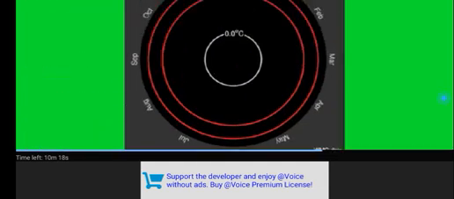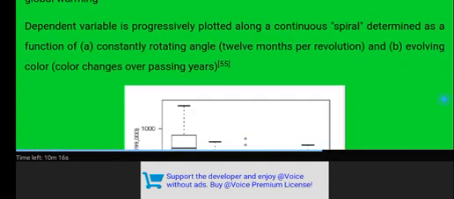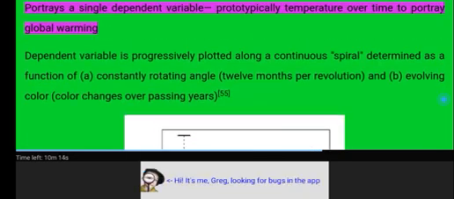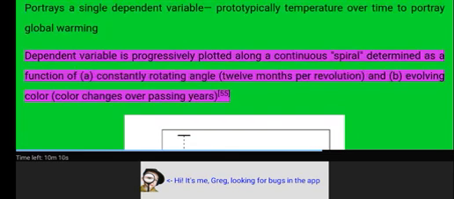Animated spiral graphic. Animated. Spiral graphic, radial distance: dependent variable. Rotating angle, cycling through months. Color, passing years. Portrays a single dependent variable, prototypically temperature over time to portray global warming. The dependent variable is progressively plotted along a continuous spiral, determined as a function of a) a constantly rotating angle, 12 months per revolution, and b) evolving color. Color changes over passing years.